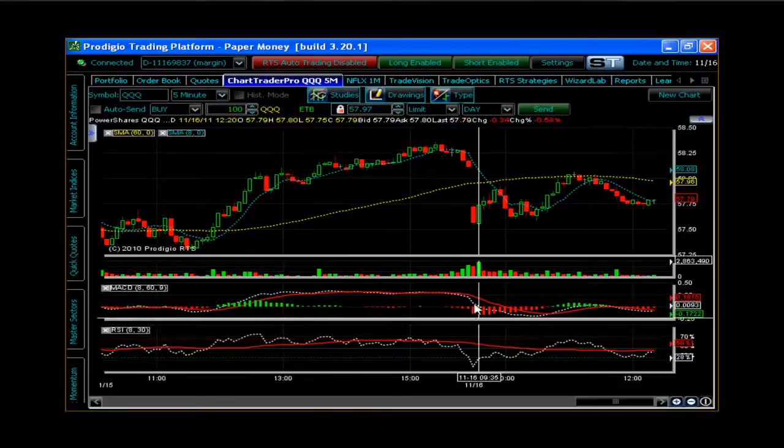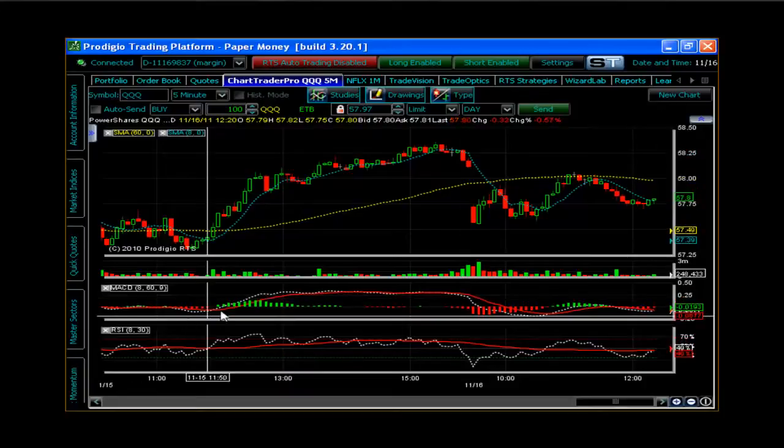And the histogram is, one more time, the difference between these two guys. It's the difference between this white dotted line, called the MACD line, and the red moving average line, which is called the signal line. And that creates this colorful histogram. And the reason why they're doing that is because they're using the concept one more time so that you can see not only is the momentum strong or weak, but is the direction of that momentum strong or weak.